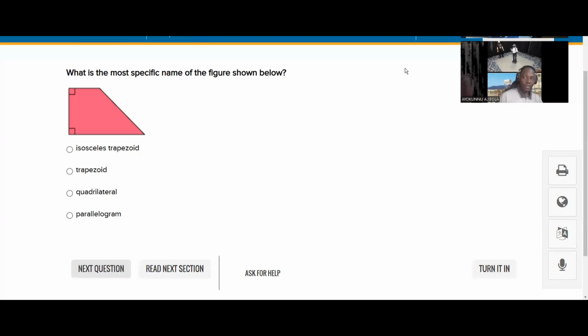Now I can see you. Read the question for me, Miggy. Read the question. You're not even looking at the screen. Read it. What is the question? What is the most specific name of the figure shown below? What's the option you pick?